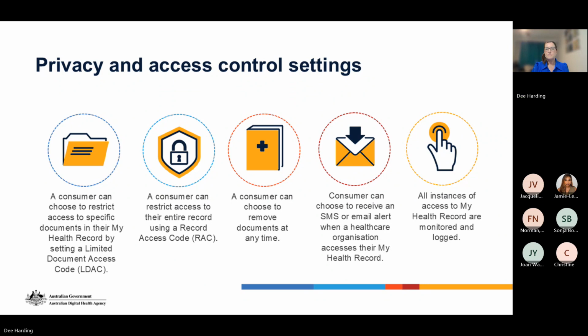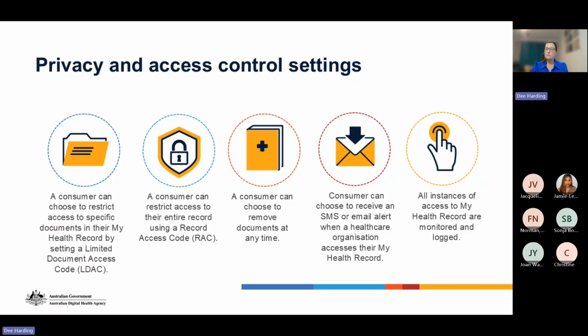this. So at document level, firstly, a consumer can choose to restrict access to a specific document in their MyHealth record. They can establish a limited document access code, which they can provide to the organisation that they wish to grant access to those particular documents. The consumer must set these from their own access point in their record, so they can do that on MyGov or on their MyHealth app.